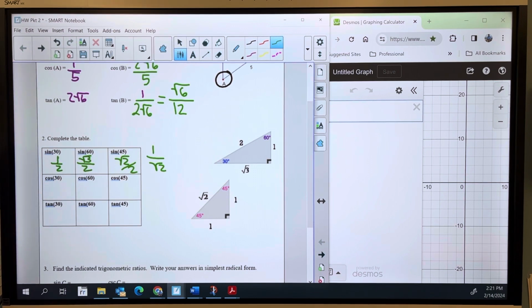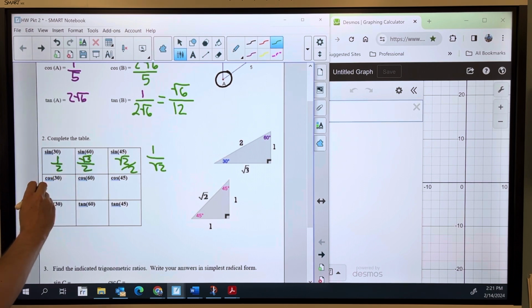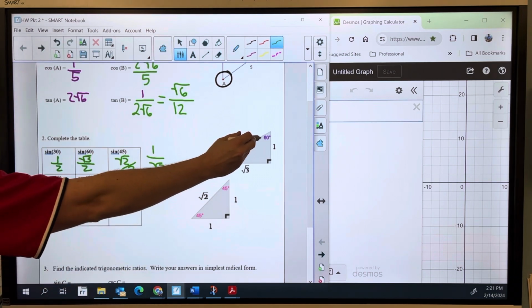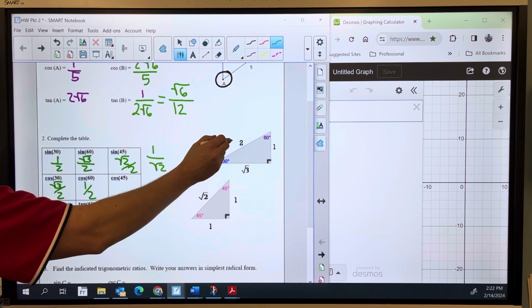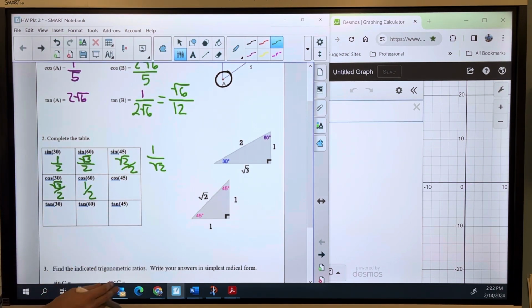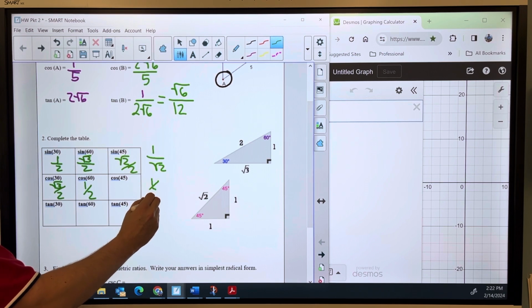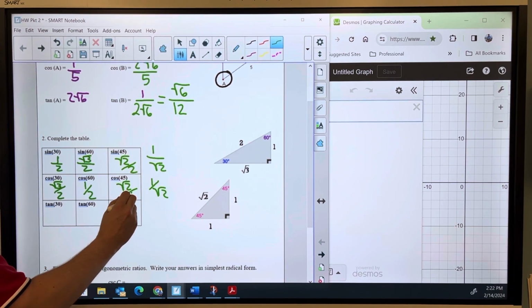Cosine of 30, cosine is adjacent over hypotenuse. No, these are just going to switch. So we end up with a square root of 3 over 2 and 1 half here. Again, basing it on cosine of 60, so cosine is adjacent over hypotenuse. Cosine of 45, it's the same thing. It's still 1 over root 2, but we rationalize that denominator to be root 2 over 2.